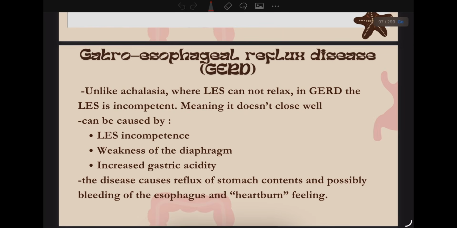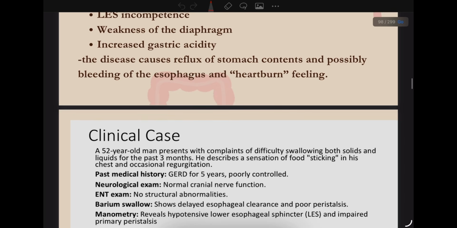GERD is the opposite of achalasia. There, the lower esophageal sphincter cannot relax. In GERD, the lower esophageal sphincter does not close well. And what would that lead to? The stomach acid going back, or refluxing, into the esophagus. And this might cause heartburn and so on.